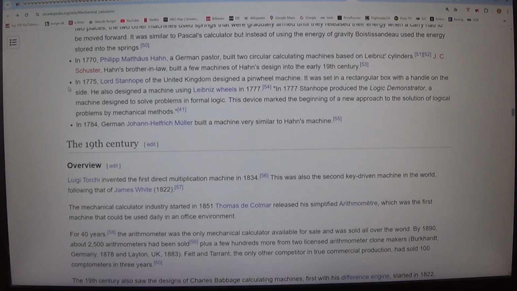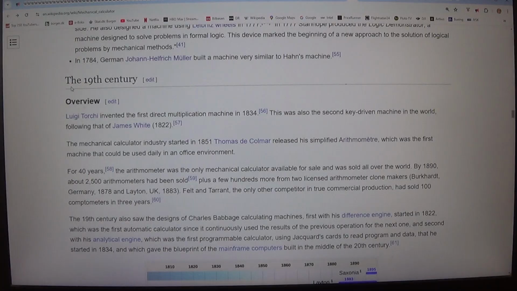In 1777 Stanhope produced the logic demonstrator, a machine designed to solve problems in formal logic. This device marked the beginning of a new approach to the solution of logical problems by mechanical methods. 7. In 1784, German Johann Helfrich Müller built a machine very similar to Hahn's machine.